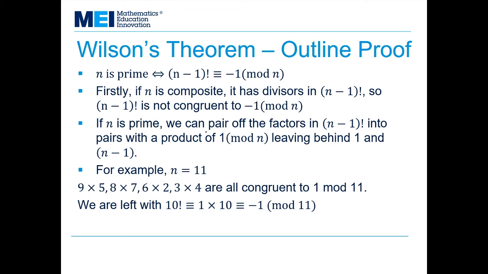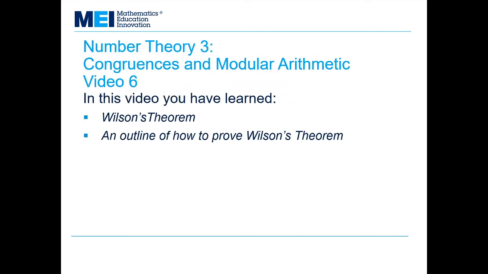If n is prime, we can pair off the factors in (n minus 1) factorial so that I get pairs of factors which have a product of 1 mod n, just leaving behind 1 and n minus 1. So we saw it with 11. We had 9 times 5, 8 times 7, 6 times 2 and 3 times 4 all gave us something congruent to 1 mod 11, leaving behind just our 1 times 10. In this video, you've learned Wilson's theorem and you've seen an outline of how to prove Wilson's theorem.